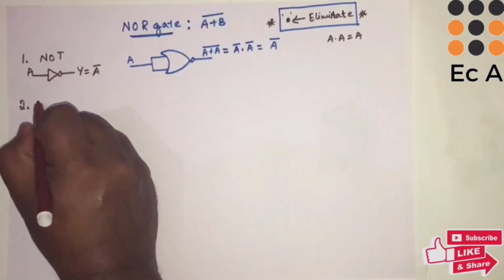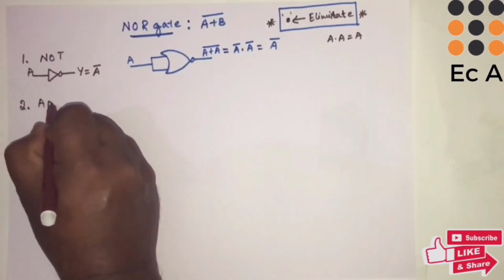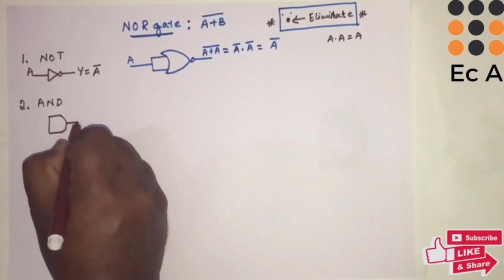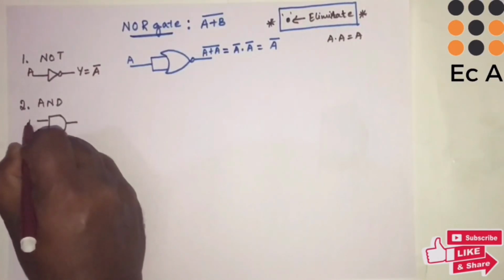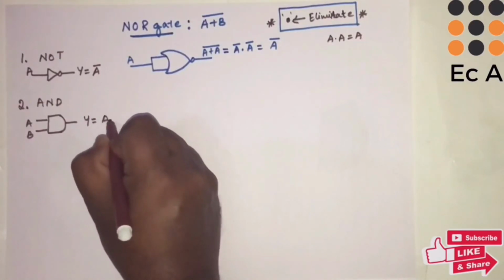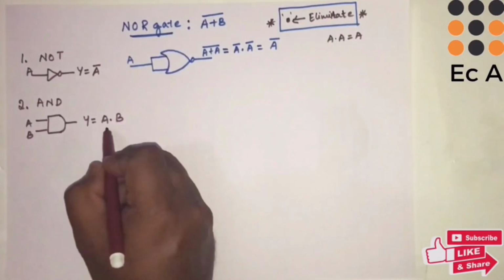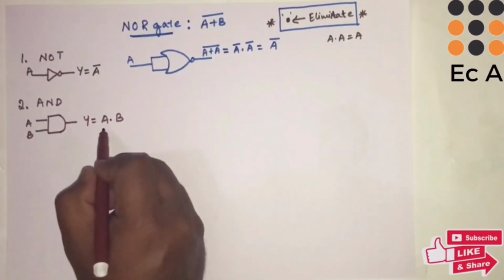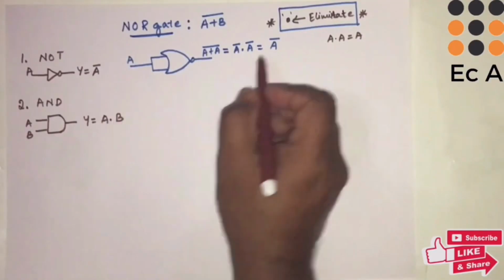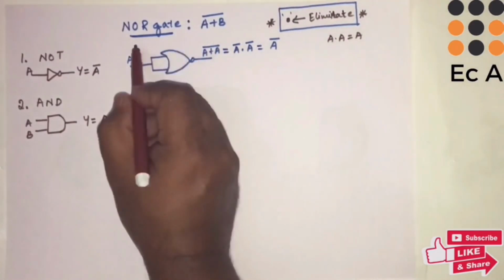Next we will implement AND gate. So this is the symbol for AND gate. So it is having two inputs A, B. Output of AND gate is A dot B. To implement this expression, as you can see in this expression we are having AND operation. So dot sign we need to eliminate to implement any given expression using NOR gate.